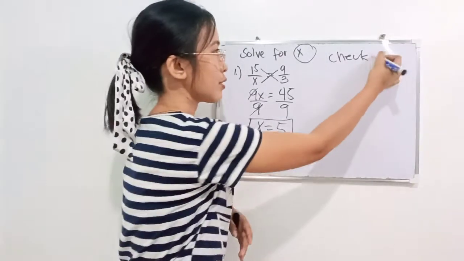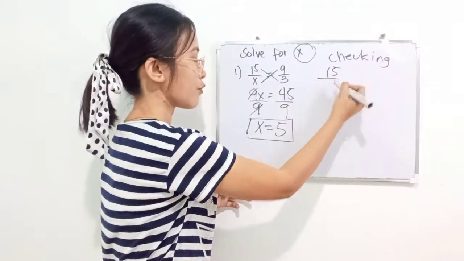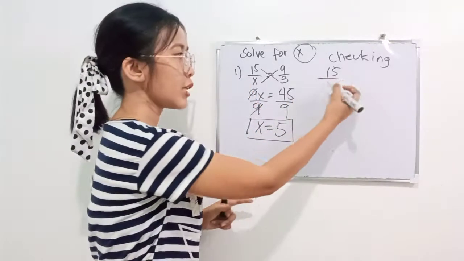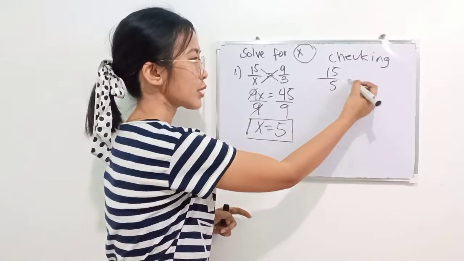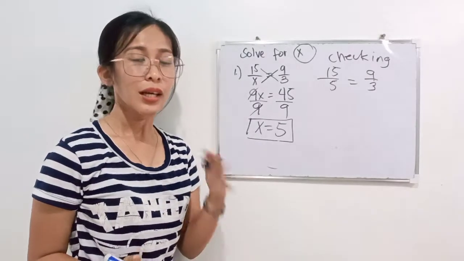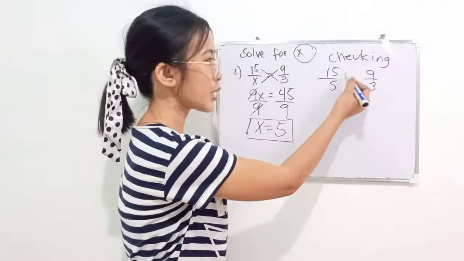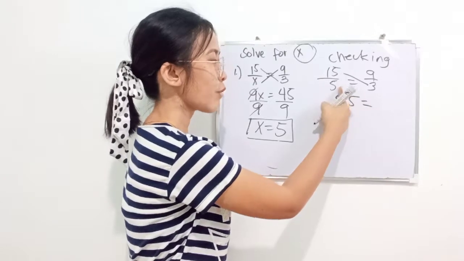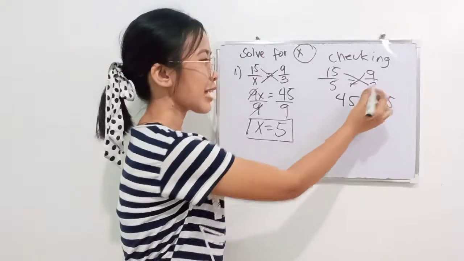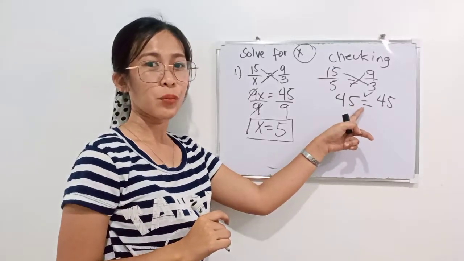Okay, we're going to check it. So, what we are going to do to check is to just substitute the value of x. Ang value ng x natin ay 5. So, isa-substitute lang natin siya dito. We have 15 over x, which is 5, is equal to 9 over 3. And then, use any properties you want. And this time nga is gagamitin natin si cross multiplication property. So, we have 15 times 3 is 45. And 5 times 9 is also 45. Ayan. Therefore, tama ang nakuha nating value ng x since lumabas na they are proportional.